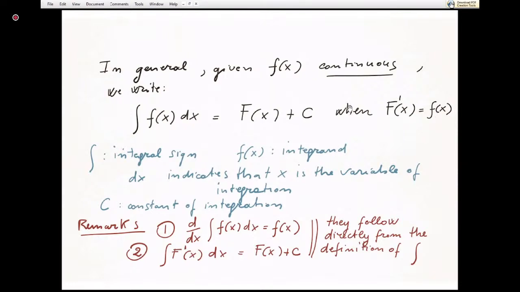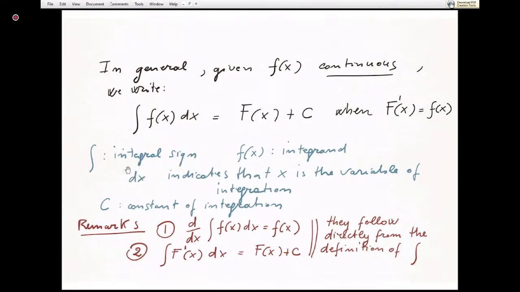Okay? So this notation means that we are trying to find the set of all functions having f of x as their derivative. This set is given by any primitive plus an arbitrary constant. Writing this means that capital F is a primitive of lowercase f, that is, it has lowercase f of x as its derivative. This is called the integral sign. F of x lowercase is called the integrand. It is the derivative. We have to reconstruct the original function starting from a derivative. So lowercase f is the derivative from which we start.